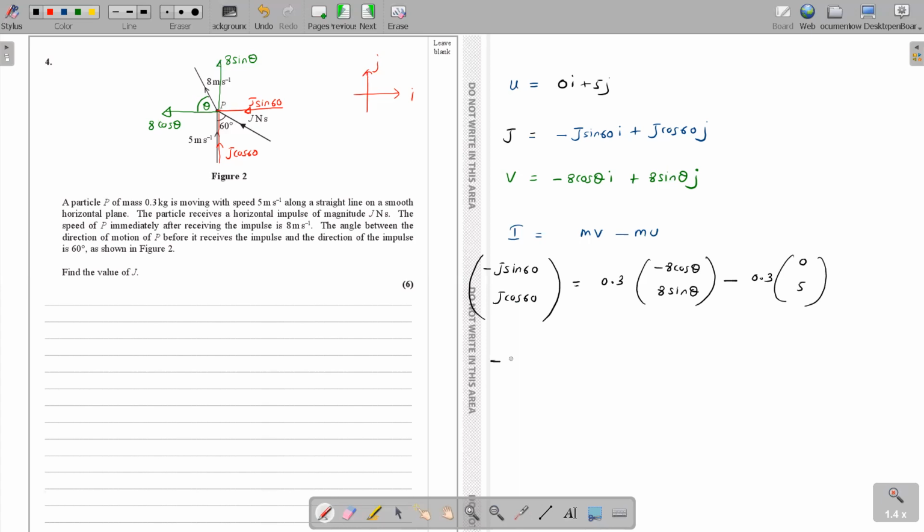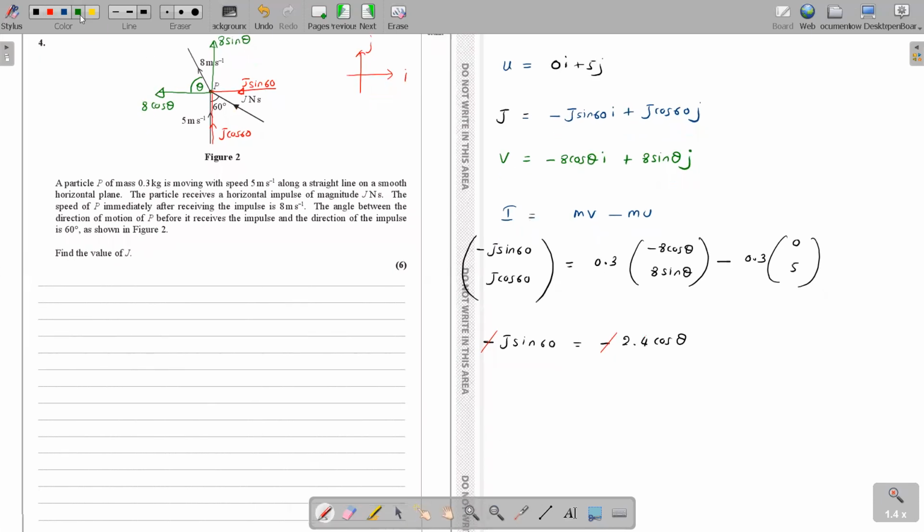So what do you get here? Minus j sine 60. 0.3 into 8 is how much? Minus 2.4, right? The minus mark will cancel out. Can you guys tell me the value of sine 60? Sine 60 is how much, children? Root 3 over 2, right?